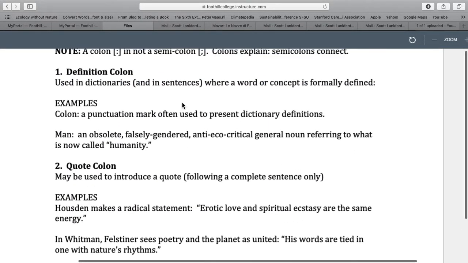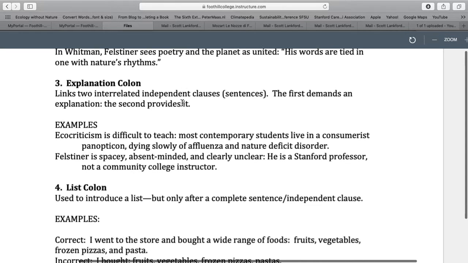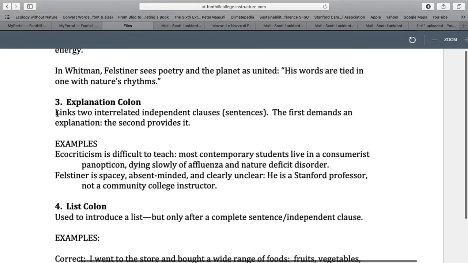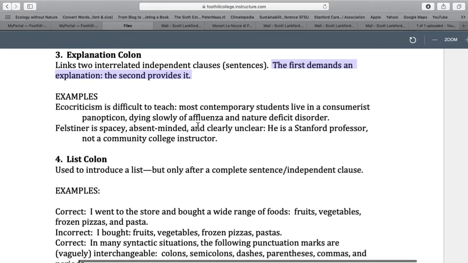So we've covered definition colon, quote colon. Now we're going to talk about an explanation colon. This is a little favorite of mine. Not as many people know this one. In this case, you're linking two interrelated independent clauses, or two sentences is the way students would tend to think of it. The first sentence demands an explanation. The second sentence provides it. So you tend to say something somewhat mysterious before the colon in a complete sentence, and then you explain it in another sentence afterwards. The colon emphasizes the connection between them, that one is explaining the other.